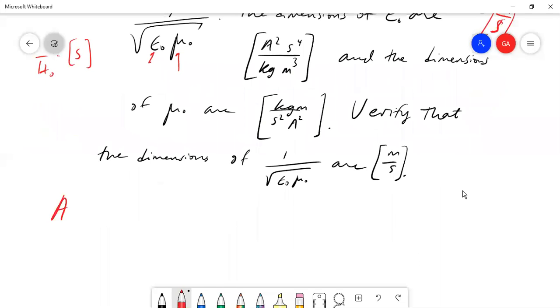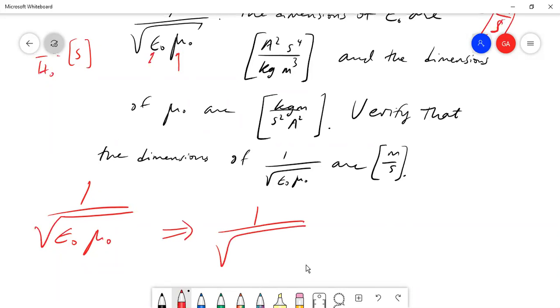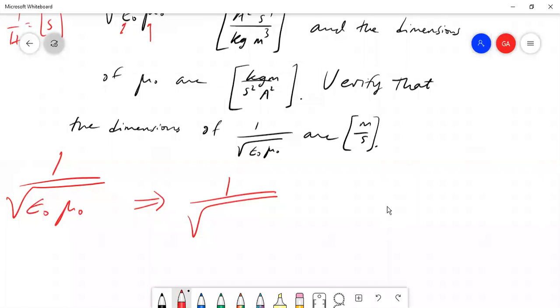So let's just multiply the product. Actually, let's just do it all at once. So it's sort of big picture all at once. 1 over, I want to assess the dimensions of this, right? And so I'm going to put these dimensions in, right? So 1 over, okay, here we go. Ready? Amps squared, seconds to the 4th, kilograms, meters cubed, times, I'm just copying, right? That one, and now this one. Kilogram, meter, seconds squared, amps squared. Now, how do we simplify this?